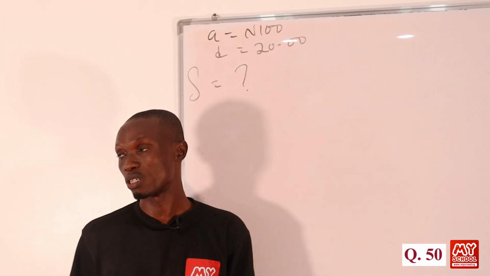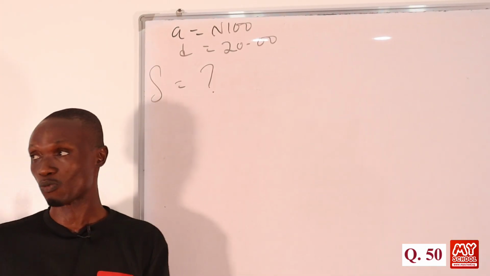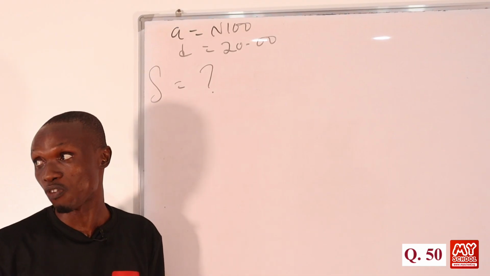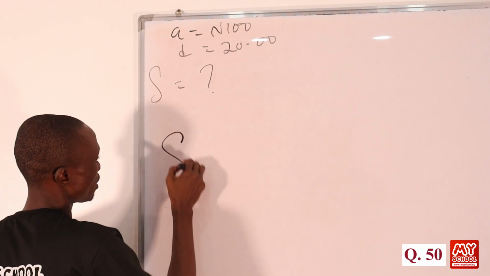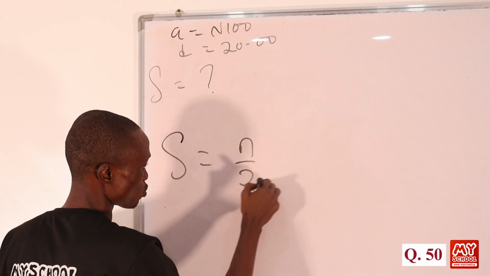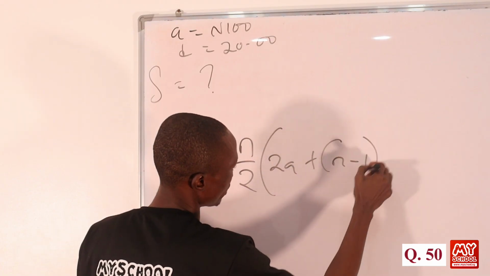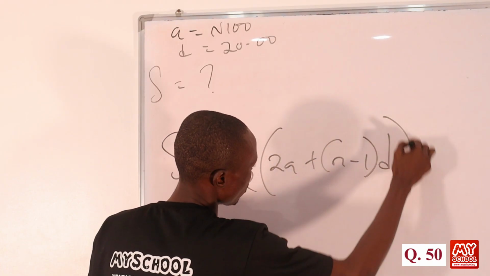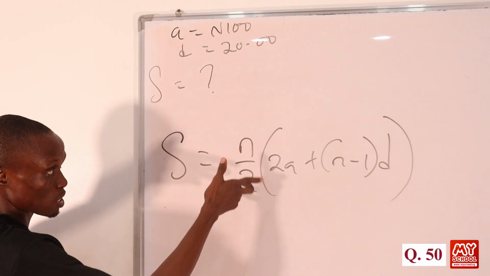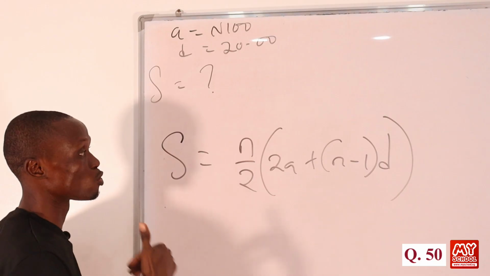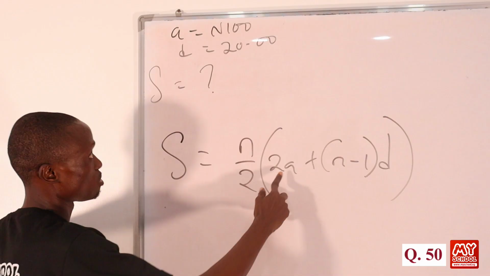This question is a case of a question on the sum of an arithmetic progression. The formula for doing the calculation is S equals n over 2, bracket 2a plus n minus 1, bracket close, then d, all in bracket. Where n stands for the number of terms, so in this case, that stands for the number of years. Here d is the common difference, and a here is the first term.